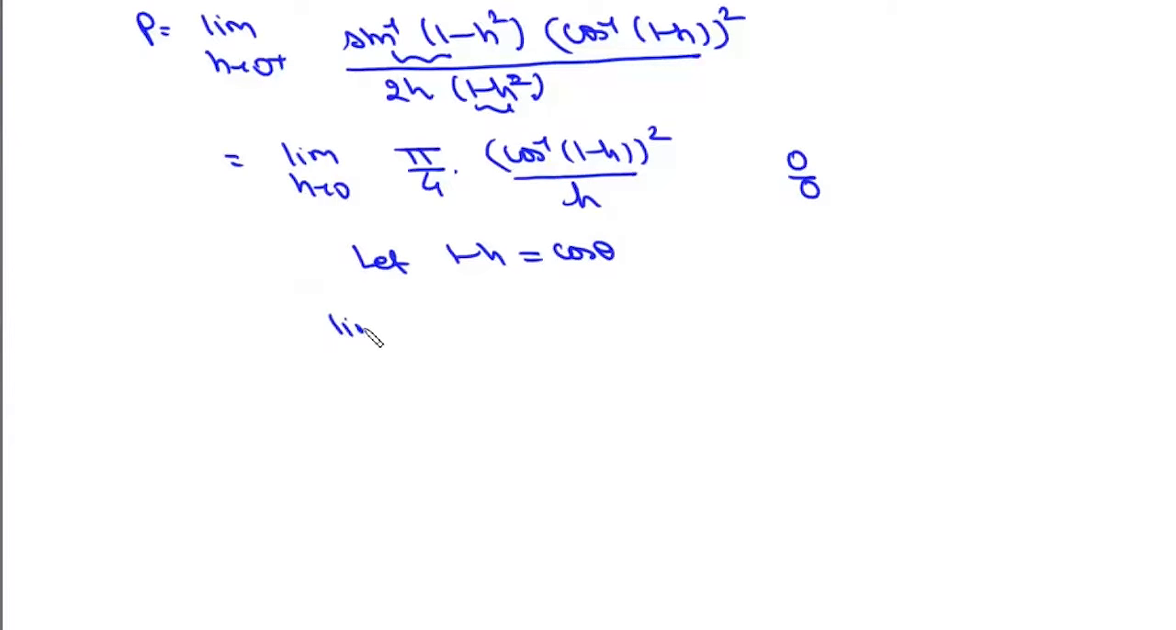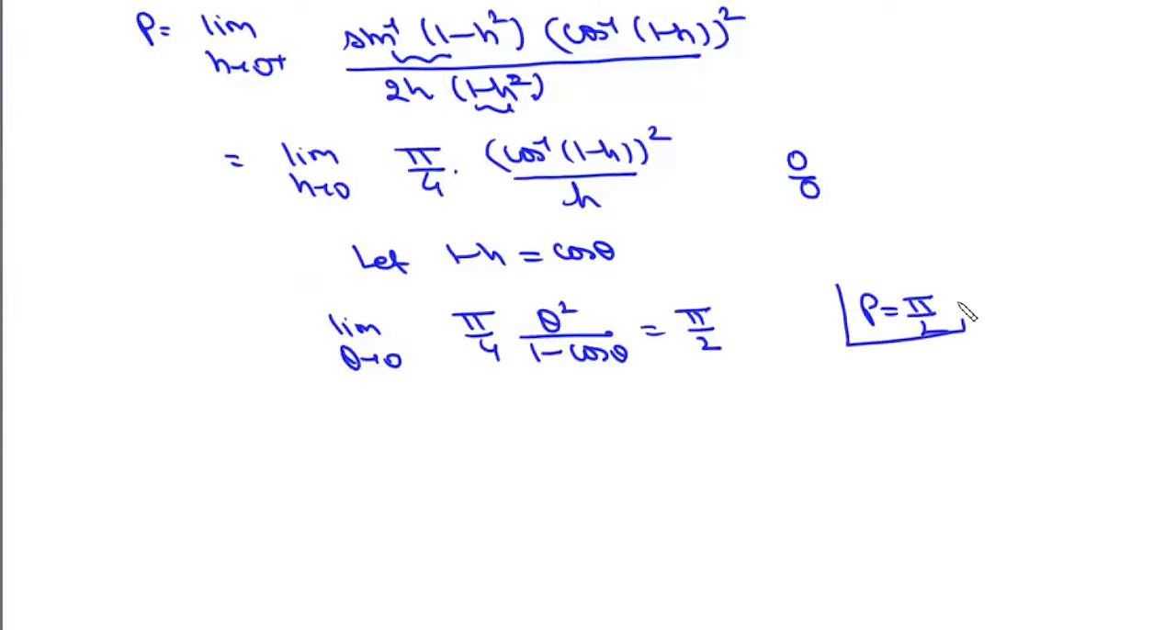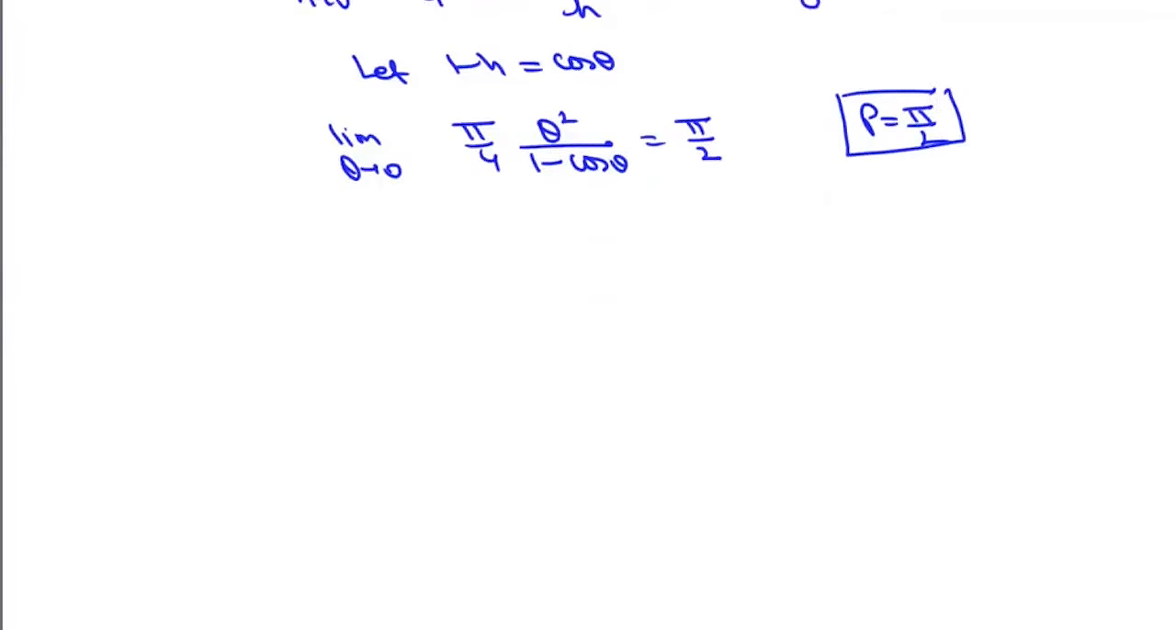So we write limit theta tends to 0. This is pi by 4, and will be theta square, and this is 1 minus cos theta. Now 1 minus cos theta upon theta square is 1 by 2. So this value is simply pi by 2. So value of p is pi by 2. Now we'll find q, which is its left hand limit.